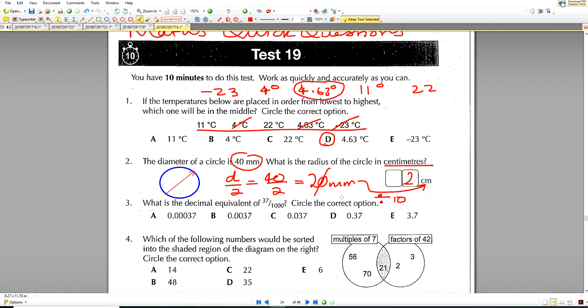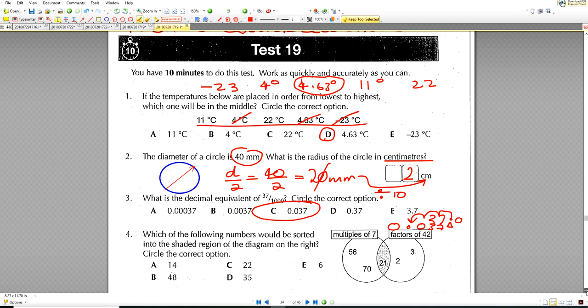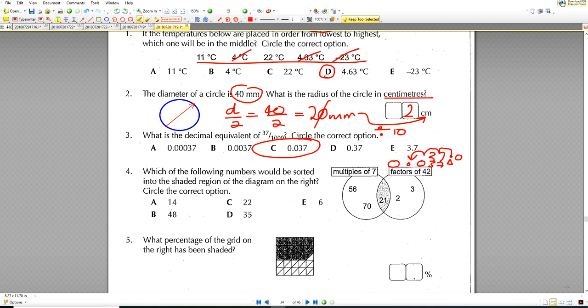Question number 3. What is the decimal equivalent to 37 thousandths? There we go. 37.0 divided by 1,000, so 1, 2, 3 places back. So we get an answer of 0.037. That gives us an answer of C. Okay, all about method, folks. All about method. Make sure you don't forget your method.